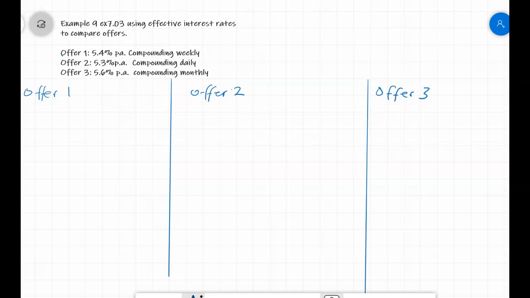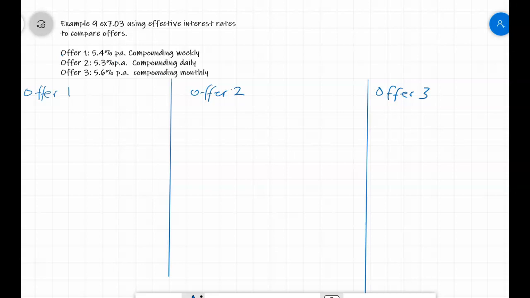Hi, example 9 in exercise 7.03 uses effective interest rates to compare offers. The question says, Ella is saving for a new car and wants to invest the money she has saved in an interest-bearing deposit. She is offered the following rates from different banks.